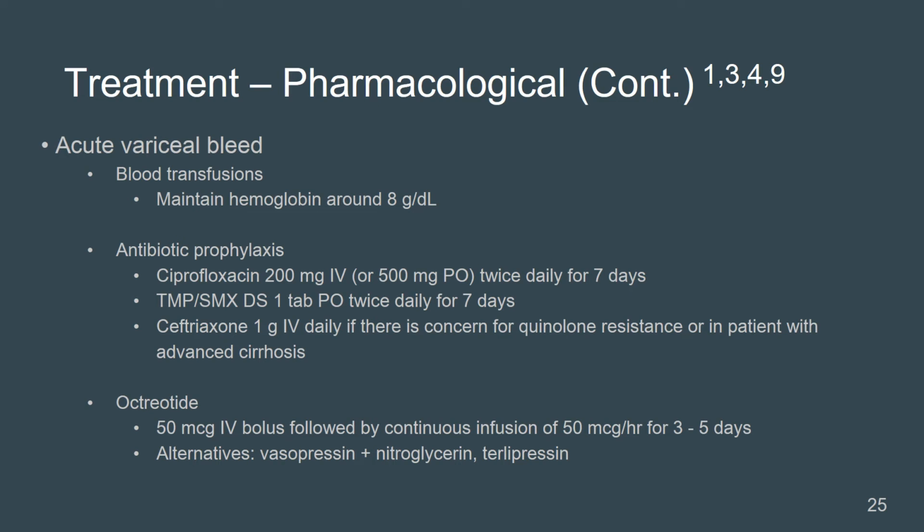For acute variceal bleed, we're going to want to probably do a blood transfusion. We want to maintain the hemoglobin around 8 grams per deciliter. We also want to have antibiotic prophylaxis, and our options are ciprofloxacin, Bactrim, or ceftriaxone. And then also we use octreotide, and some alternatives for octreotide are vasopressin, nitroglycerin, and terlipressin.